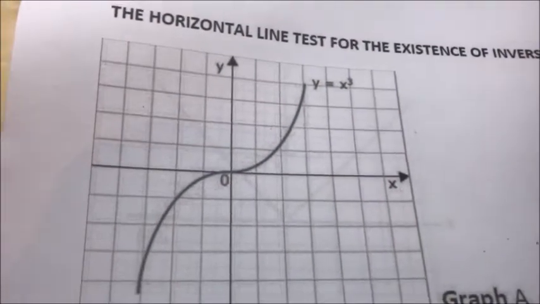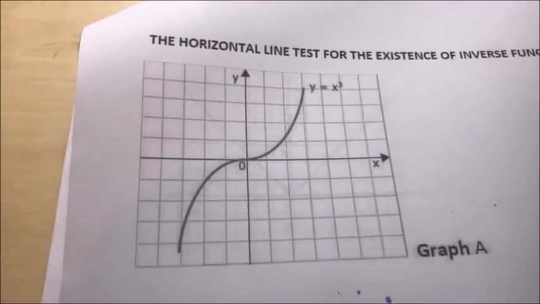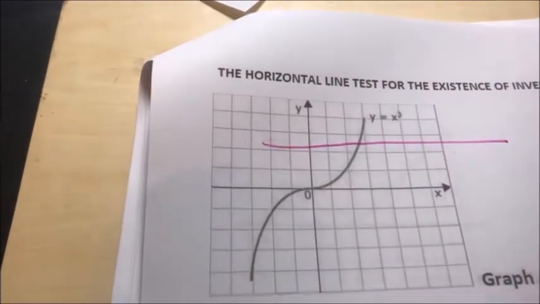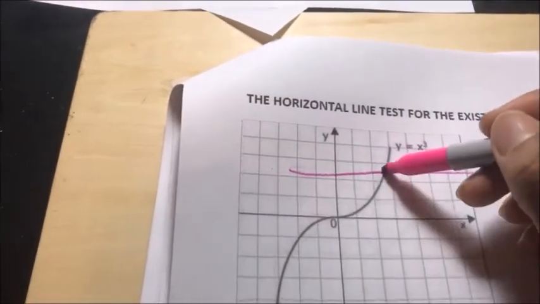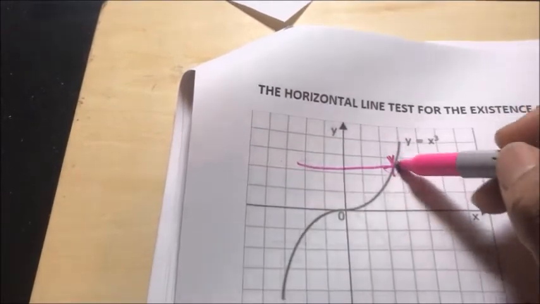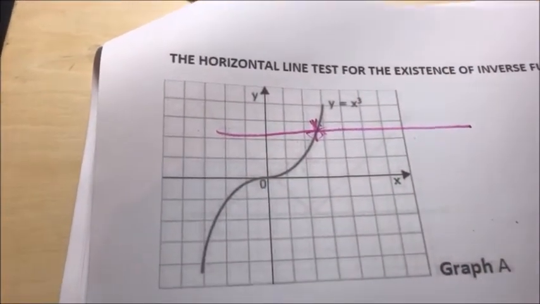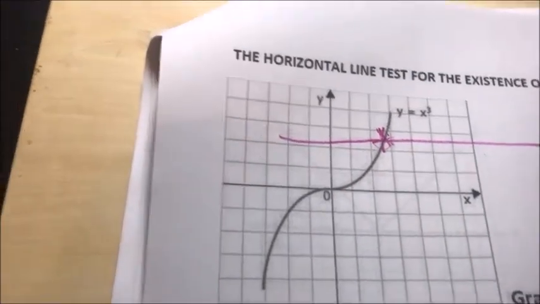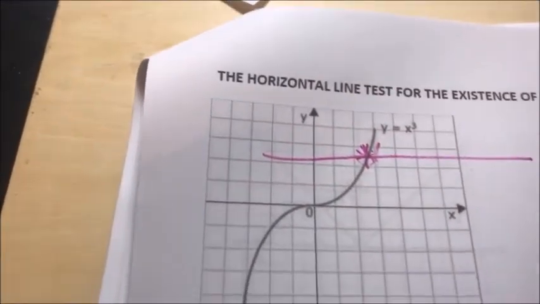By looking at a graph, we can also know whether or not a function has an inverse. We have to look at something called a horizontal line test. And it's simple. Draw a horizontal line. If the horizontal line touches the function at only 1 point, at most, then we have an inverse function.